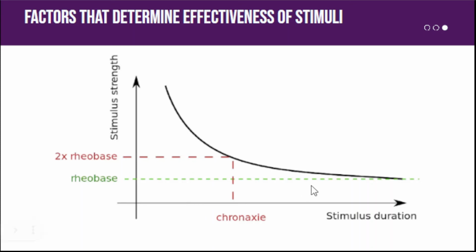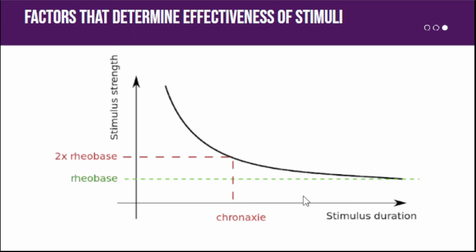But if you give a strength that is only this strong, you will need more time to cause an action potential, no? So as you decrease the strength, the duration of the stimulus will increase. Okay? So the higher the strength, the shorter the time it takes to get a response. And the lower the strength, the longer it will take to produce a response.